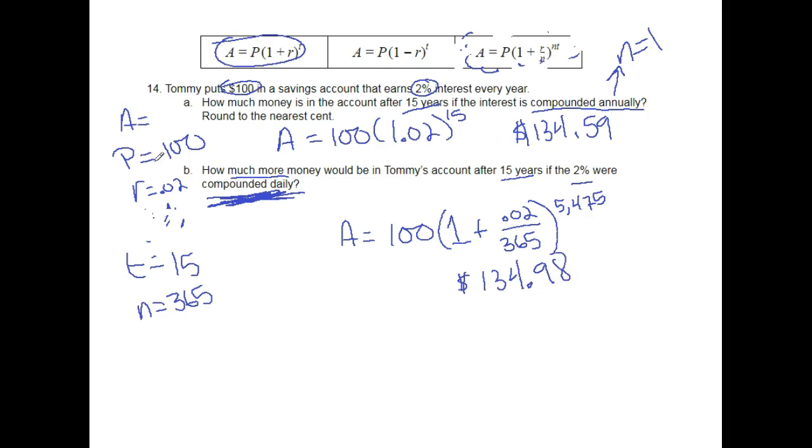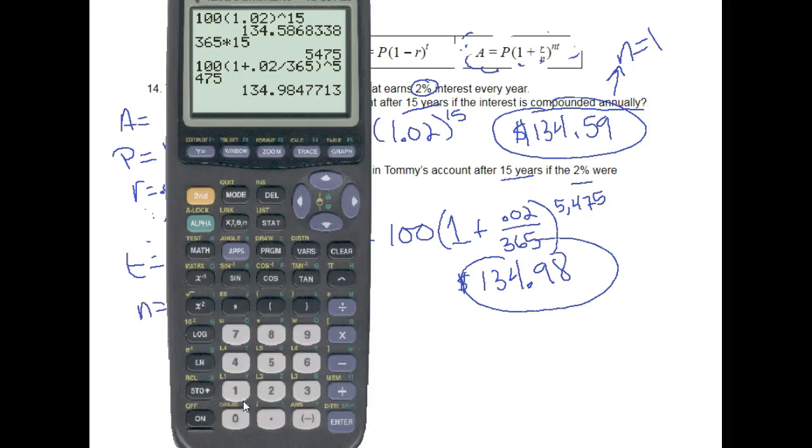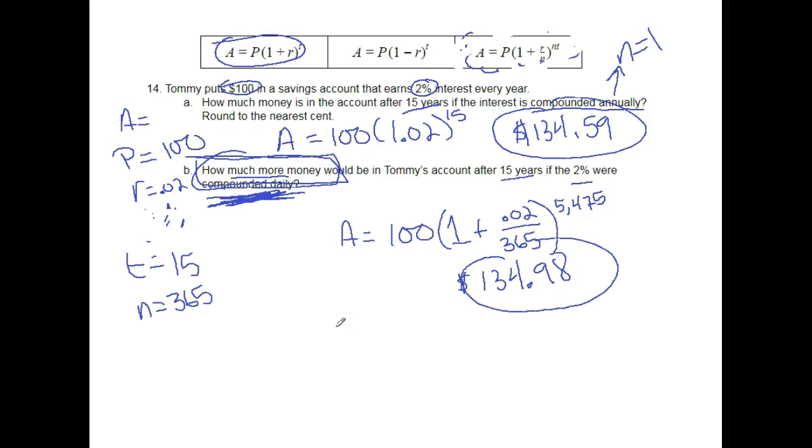Now be careful though, because the question here wasn't how much will he have, but how much more money would be in the account. So with the annually he has this much, with the daily he has this much, and the difference there is the 134. You think I could do this in my head, but I'm going to take no chances right now. 134.98. Oh, well, I should have subtracted them in the other order, but the fact that it's negative just means I put them in the wrong order. He has a whopping 39 more cents. 39 more cents!